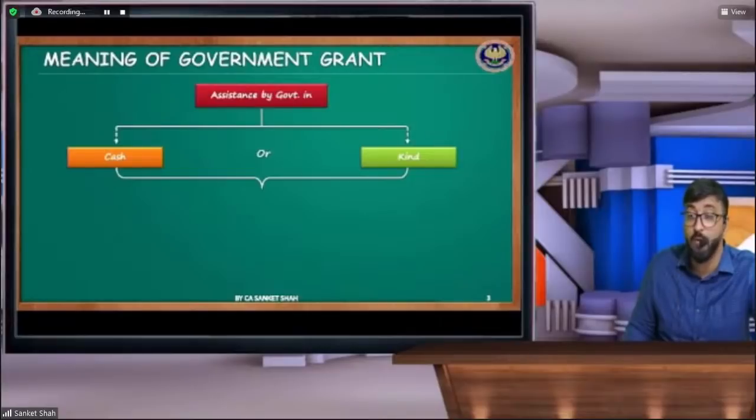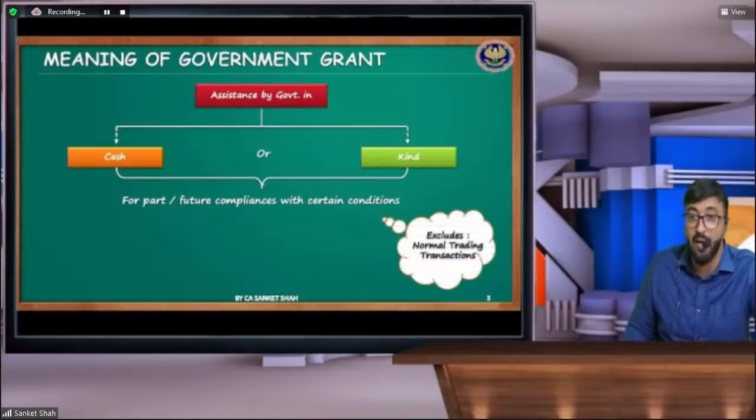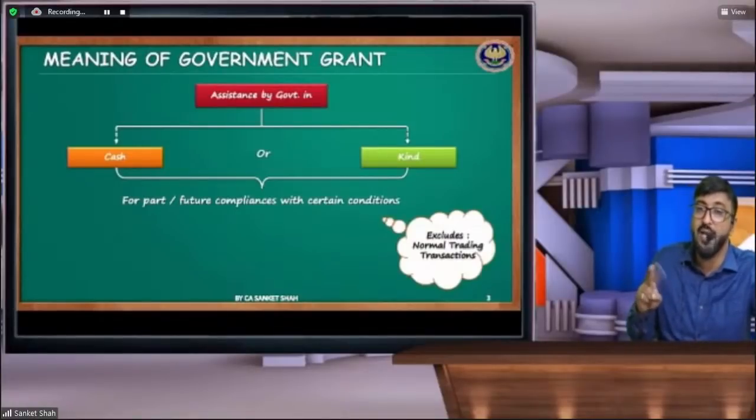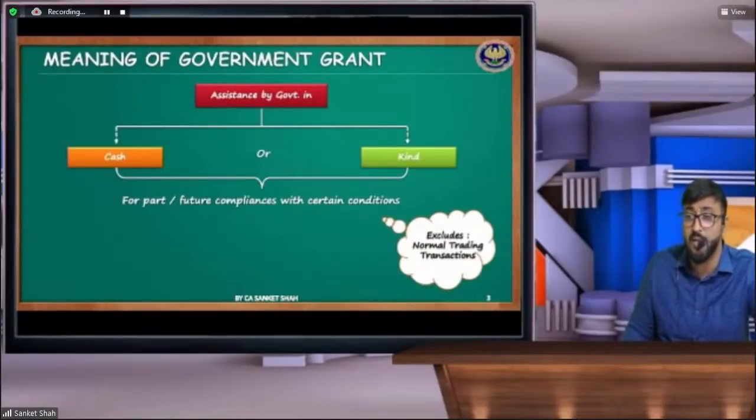Otherwise you have to refund your government grant. So this is the one line part for future compliances with certain conditions, exclusions, normal trading transactions. For example, if your company is a weapons manufacturing company and you're getting some cash from the government because of normal purchase or sales, it is not the grant, but it is actually sales to government. Okay, so एक बार याद रखो, गवर्नमेंट के साथ आप ट्रांजैक्शंस करते रहोगे तो ये स्टैंडर्ड में कवर नहीं होता कि गवर्नमेंट ने आपने इलेक्ट्रिसिटी सप्लाई किया तो ये इस स्टैंडर्ड में कवर नहीं होगा.